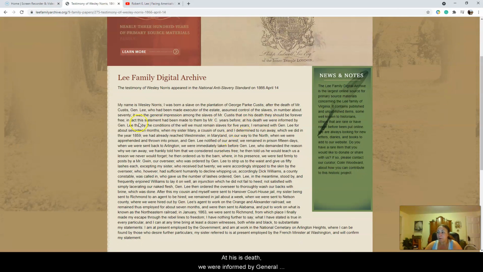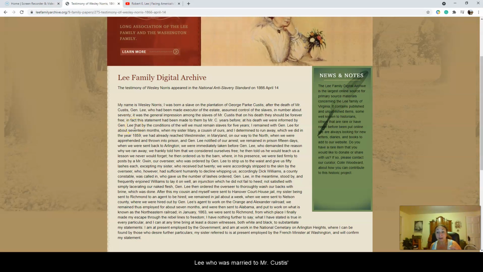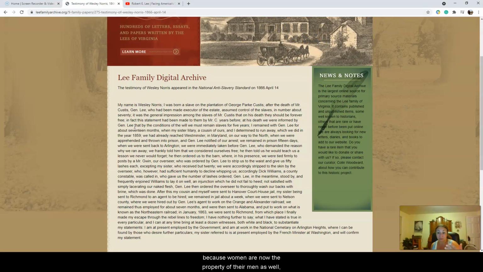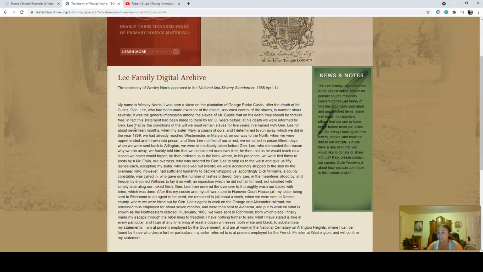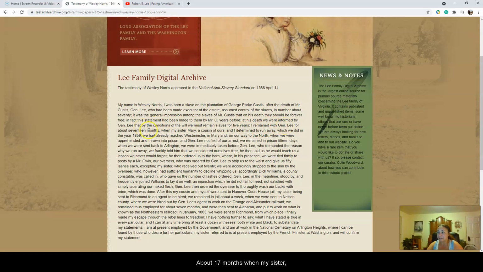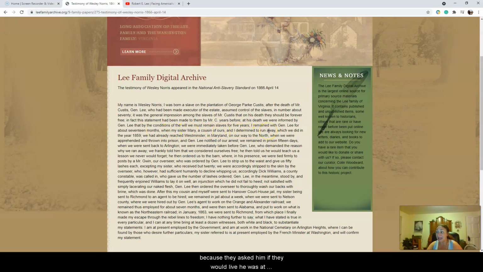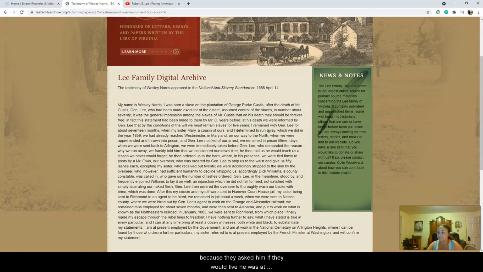At his death, we were informed by General Lee, who was married to Mr. Custis's daughter. So he becomes, because women are now the property of their men as well, right? So now General Lee is actually inheriting everything that his wife would have inherited had she not been married when her father died. And I remained with General Lee for 5 years, about 17 months, when my sister Mary, a cousin of ours, and I determined to run away because they had asked him, right, if he would let them free. And he said, no, you have to work for 5 years.